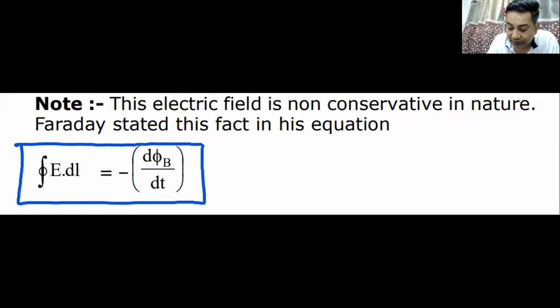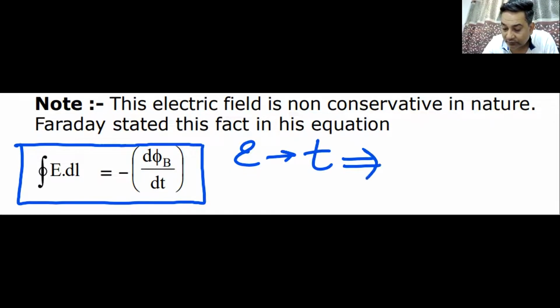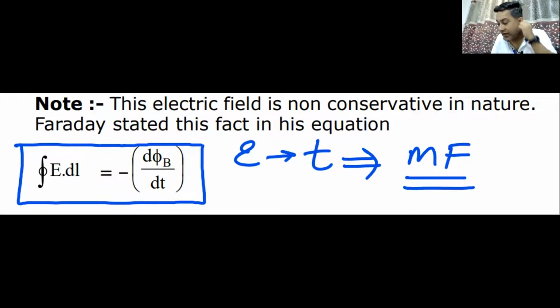When electric field varies with time, remember this, it produces a magnetic field. This is what we are going to study in the next chapter, that is EMI. So everything is relating very nicely.